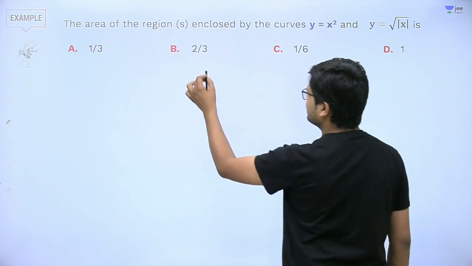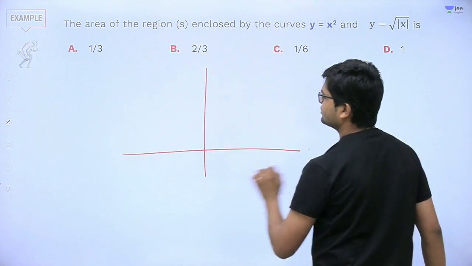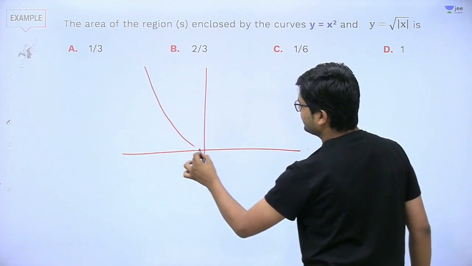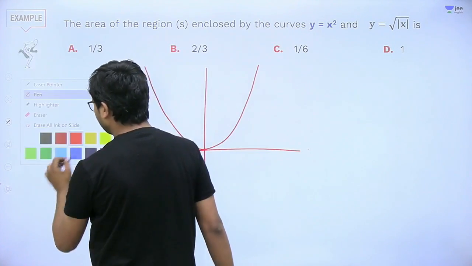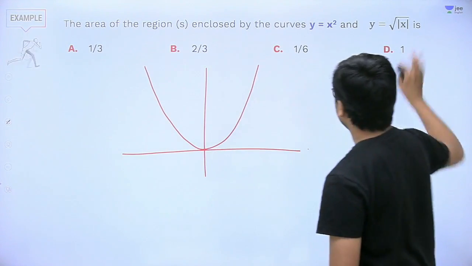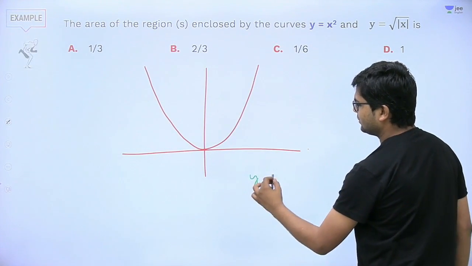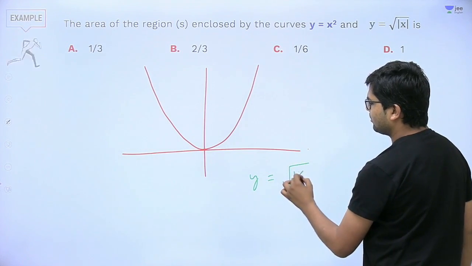So y equal to x square is a very simple, very smooth graph. We all must have understood it. Y equal to x square. Getting my point? Now y equal to root of mod x. You just need to analyze this function.